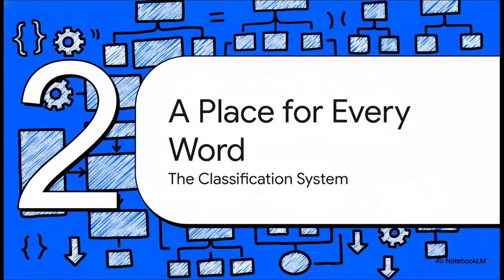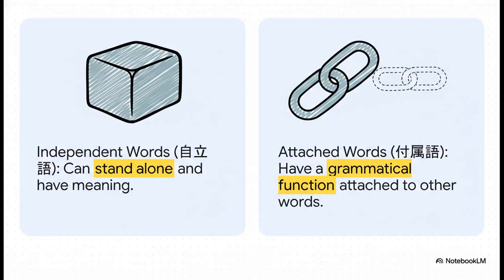So if we have all these components, how do we sort them? Well, this is where the system gets really cool and surprisingly logical. It's like we've got a schematic that shows us exactly where every part is supposed to go. It all starts with one big split, one simple question. Can this word stand all by itself and still have meaning? If the answer is yes, we call it an independent word or a jitetsugo. Think of words like run or slowly. But if it can't, if it only makes sense when it's attached to something else, then it's an attached word or fuzokogo. This is where all those little grammatical connectors live, like the particles wa or ga.